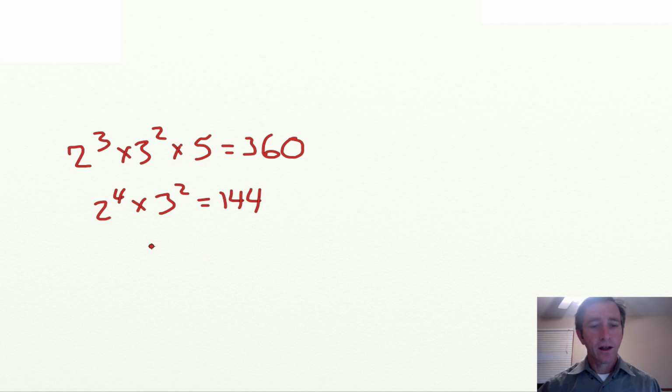Okay, to find the least common multiple, we're going to take all the factors and the highest power that we see. So the highest power here is 2 to the fourth. I'll write that down, 2 to the fourth. We see a 3 squared on both of them. 3 squared times 5.